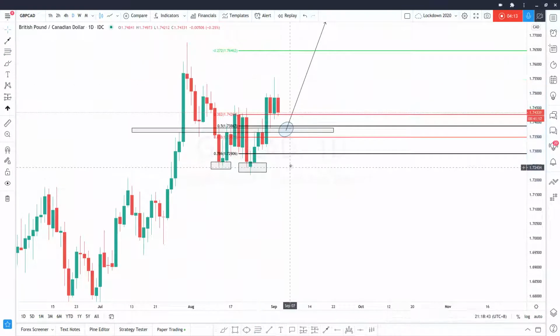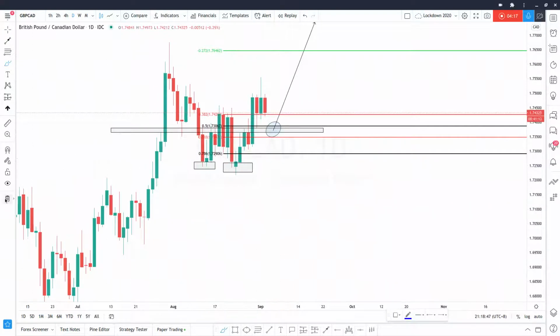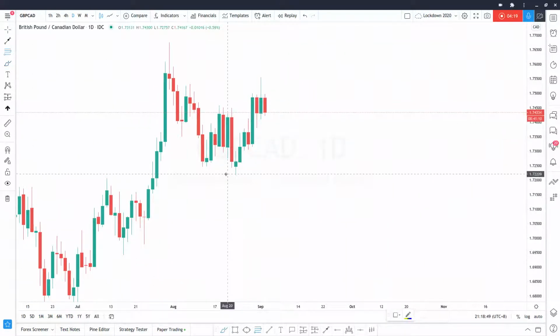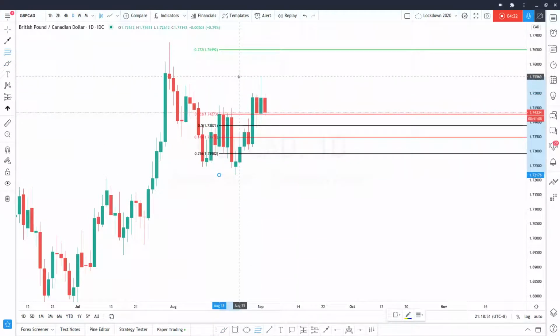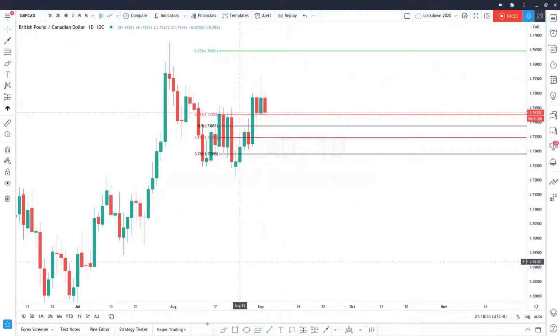You can see that the market has now come down to retest. The market came down to retest the 50% and the 38.2% at the moment. So if you have a look at this, the market came and retested the 61.8 Fibonacci. It then retested the 50% Fibonacci, and now we can expect the market to test the 38.2 and make the further push to the upside.